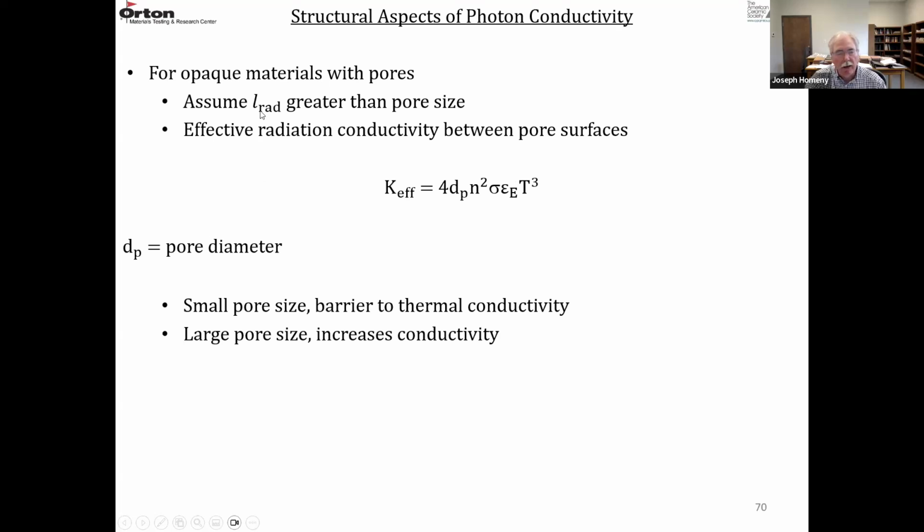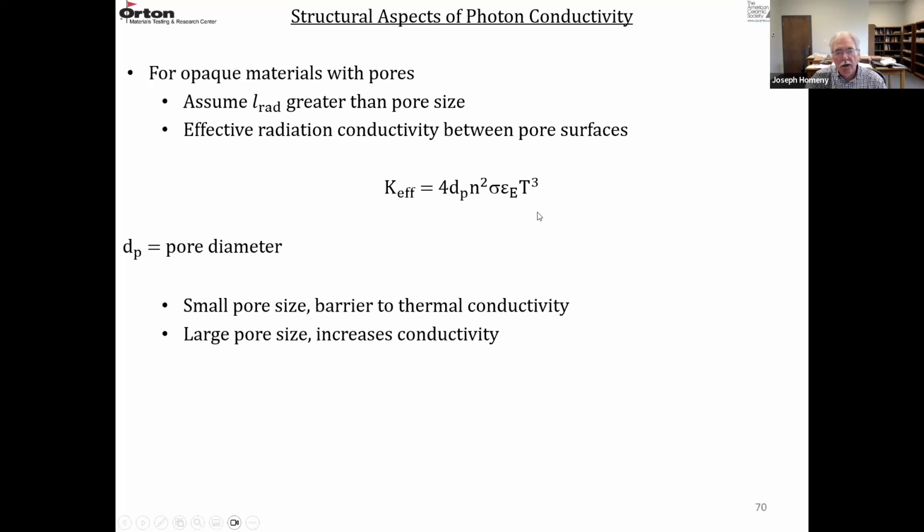So I think this will be the last slide here. Opaque materials with pores, that's the refractory. Like I said, most refractories have up to 20 or more percent porosity. So at our higher temperatures, the mean free path is going to be much greater than the pore size. So this is the equation we had, and we're putting in D, the pore diameter, instead of the mean free path. So the effective radiation between pore surfaces is given by this equation, and dP is the pore diameter.